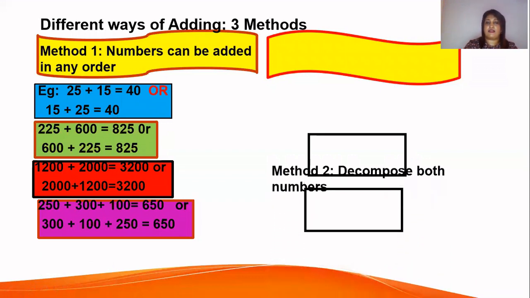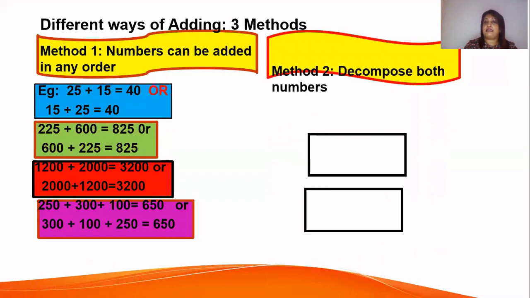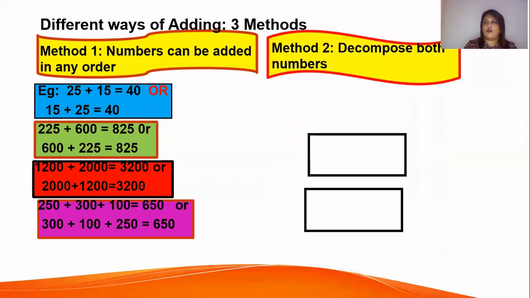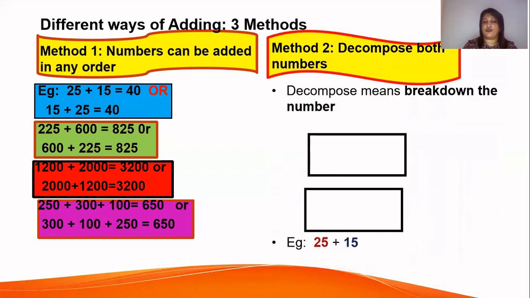The next method, method 2. I decompose both numbers. What is decompose? Decompose means I'm going to break down the number. Decompose means breaking down the number. Let's look at how we're going to do that. So my example again, I'll use the same example. Example 25 plus 15. I put it in 2 different colors so we can see the 2 different numbers and how it's broken down.